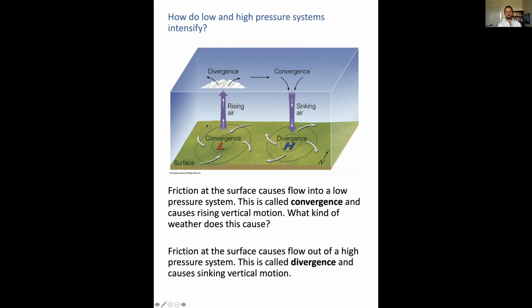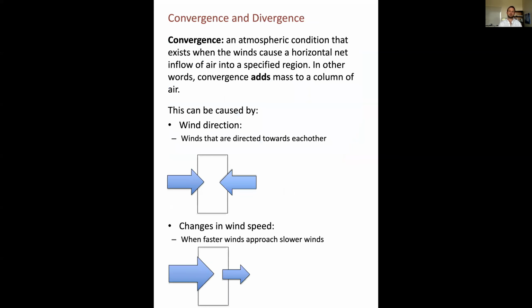So vertical motion in terms of rising air, as we know, this is convection, right? So this is the weather that belongs to unstable conditions. Thunderstorm development, for example, cumulonimbus clouds are associated with rising air. Okay, and that rising air again is also associated with convergence in a horizontal direction. So convergence is an atmospheric condition that exists when the winds cause a horizontal net inflow of air into a specific region, for example, a low pressure system at the surface.